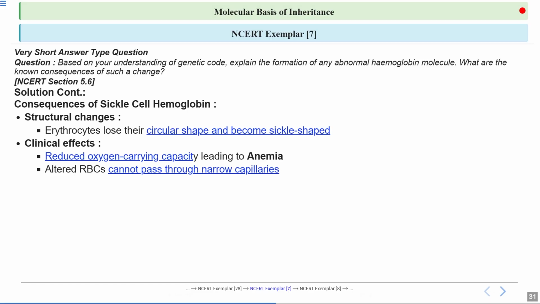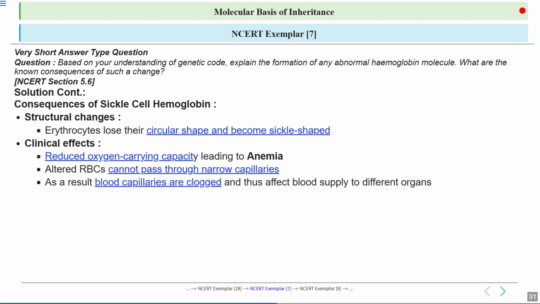There will be altered RBCs. These altered RBCs cannot pass through narrow capillaries. As a result, blood capillaries are clogged and thus affect blood supply to different organs as well. So you can see this can be quite dangerous.